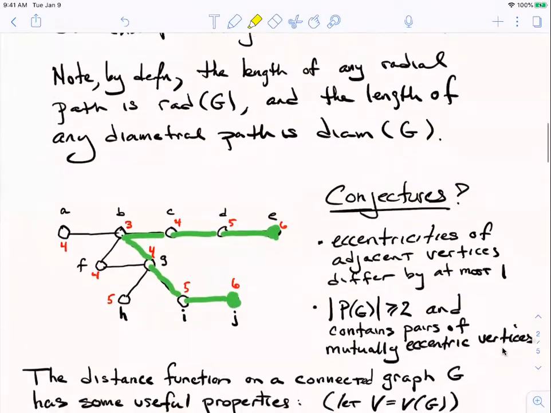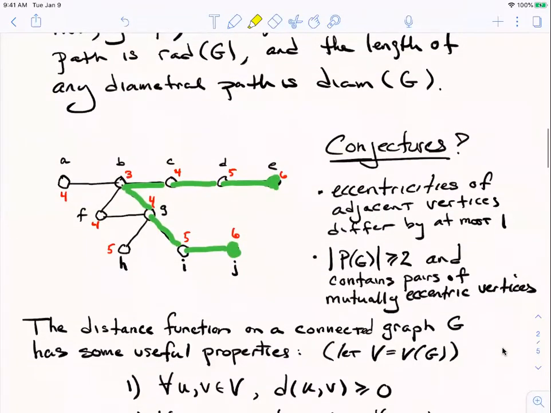Let's make some conjectures. You probably already have, looking at these things, and you can make many more conjectures than what I've listed here. But just glancing at this copy, I erased the radial paths and kept the diametral one. Well, what can you see? The first conjecture I'm guessing at here is that it looks like the eccentricities of adjacent vertices differ by not exactly one, but at most one.